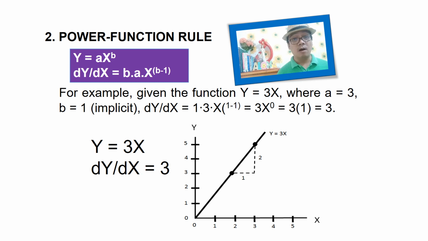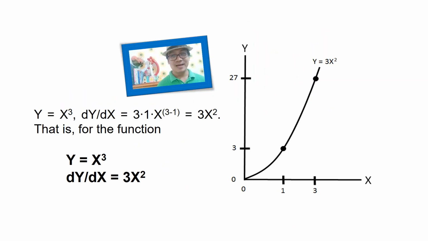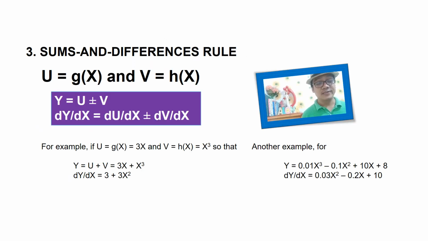Note that the slope of the line dy dx is constant at the value of 3 over any range of x values. Another example, for the function y equals x cubed, its derivative is dy dx equals 3x squared. Note that the slope of the curve dy dx varies at every value of x. This is graphed below. Number 3, sums and differences rule.